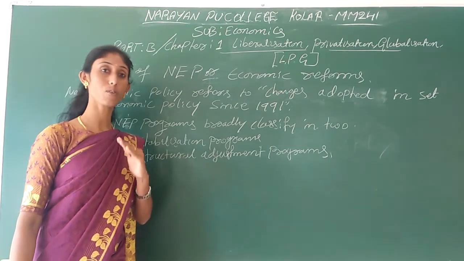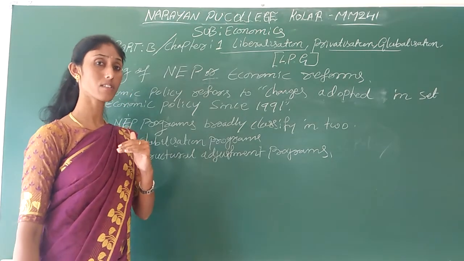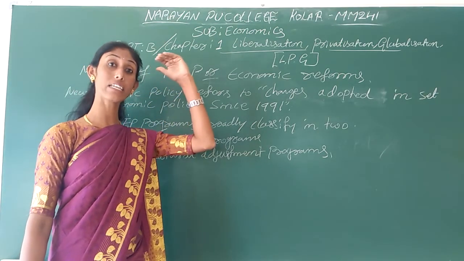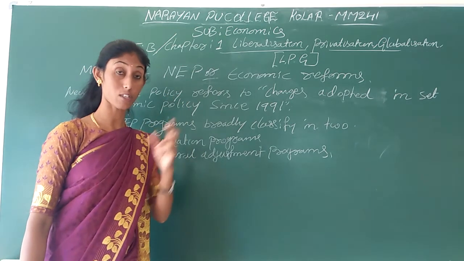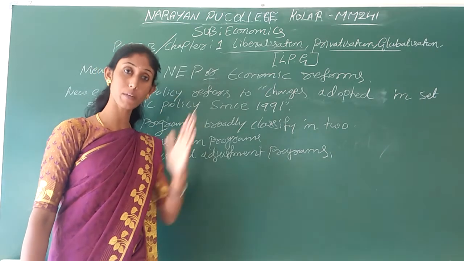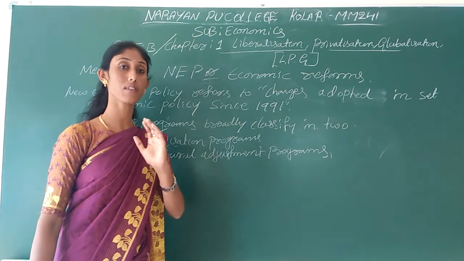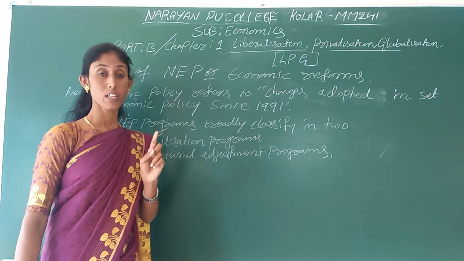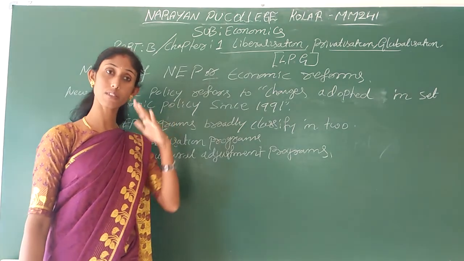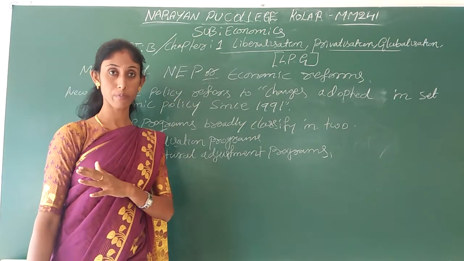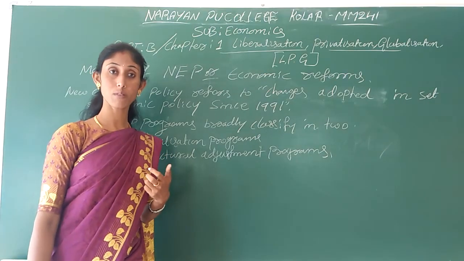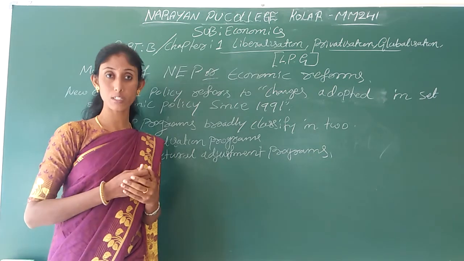Inflation, you all understood, means when the prices of all necessary goods go on increasing. Prices of goods, mainly necessary goods and services, going on increasing is nothing but inflation. Inflation happens when the demand for goods and services is more than its supply. And the next more serious problem is deficit BOP.